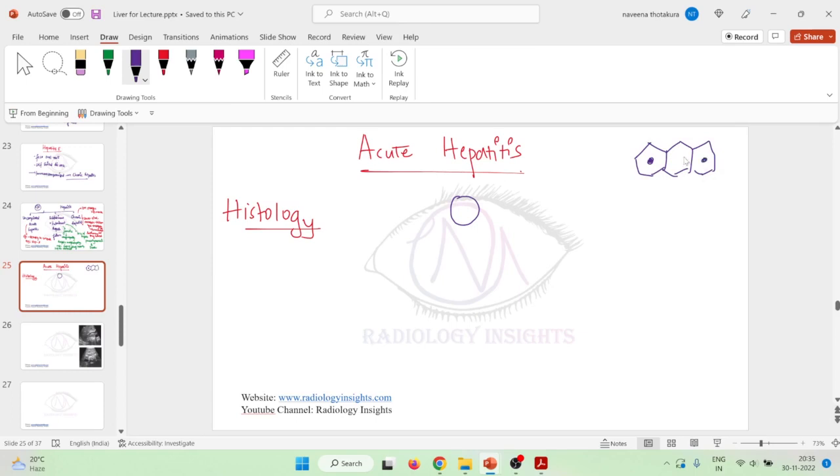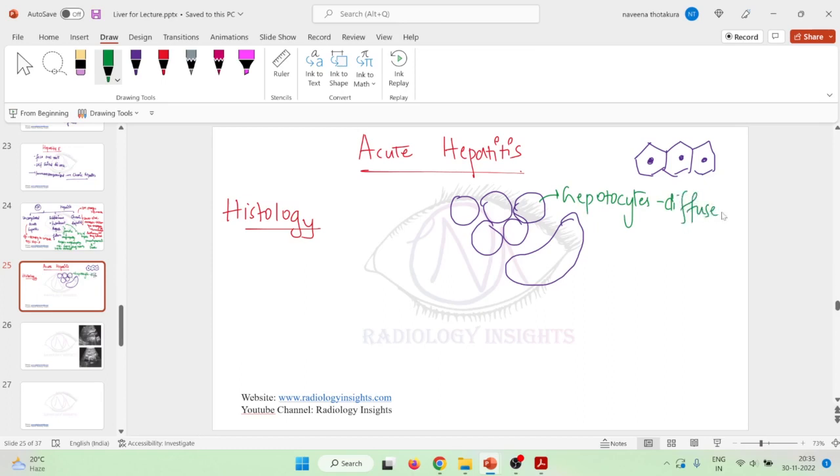But in acute hepatitis, there is swelling of hepatocytes. Number one, the hepatocytes are swollen, and there will be sinusoids. First and foremost, in these hepatocytes we see diffuse swelling. Number one, and this is a sinusoid, and lining the sinusoid there will be proliferation of certain cells which are called Kupffer cells.